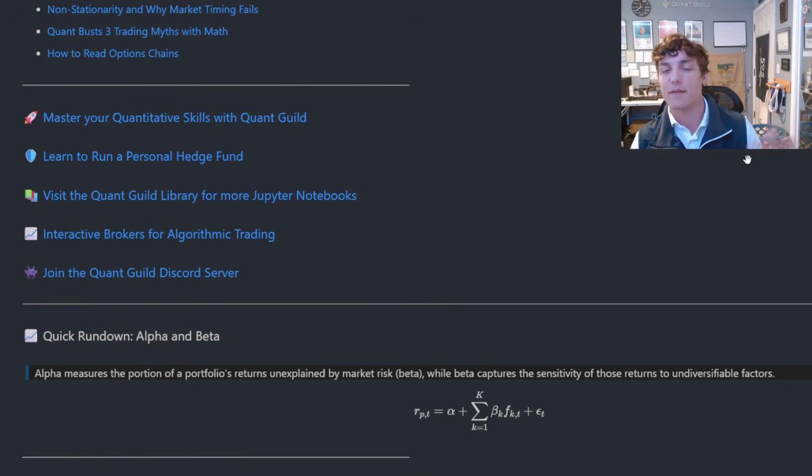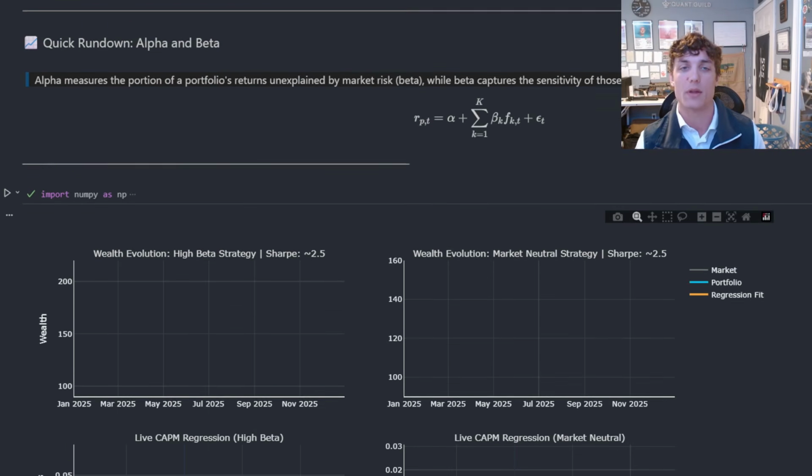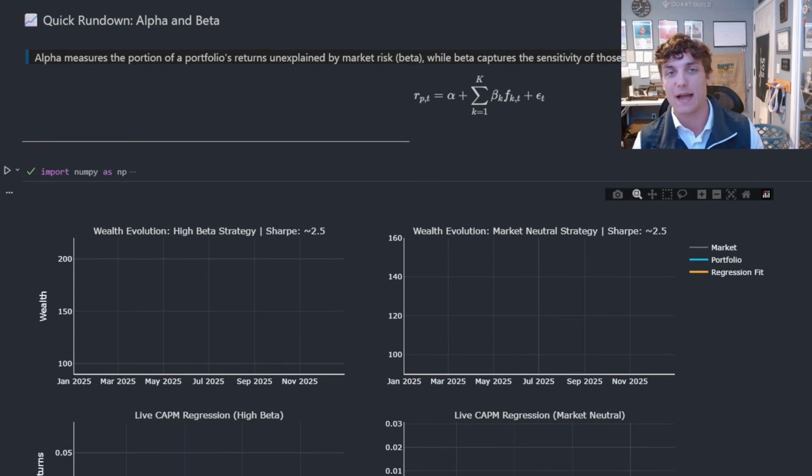How do you calculate alpha and beta for your portfolio? More importantly, what information does that actually give us about a trading strategy or the assets in our portfolio? Well, this video is split up into three parts.